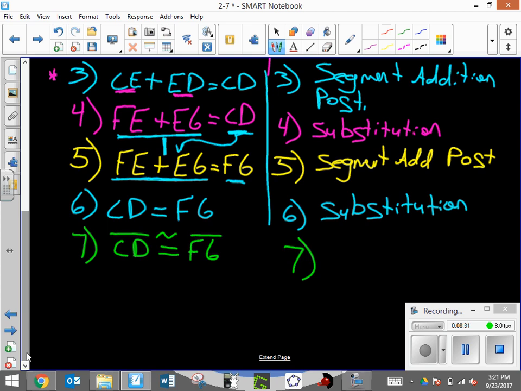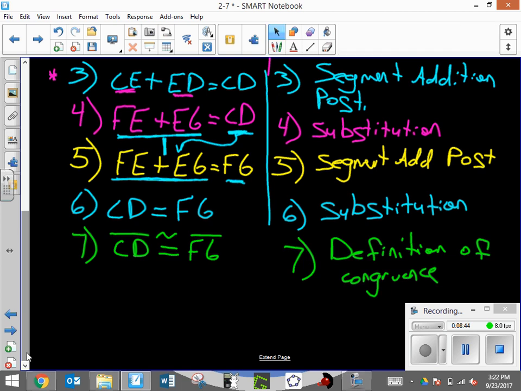And what allows me to actually do that is the definition of congruence again. That allows me to change between equals and congruence. And there's your proof. You finished it.